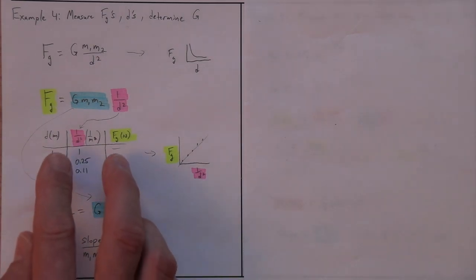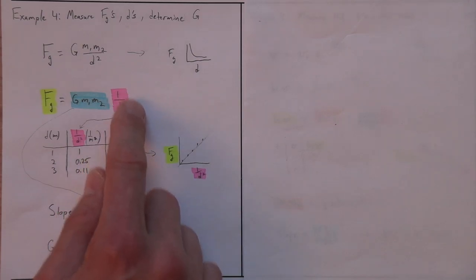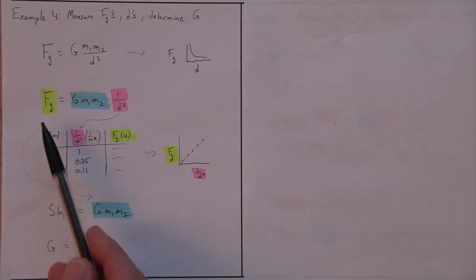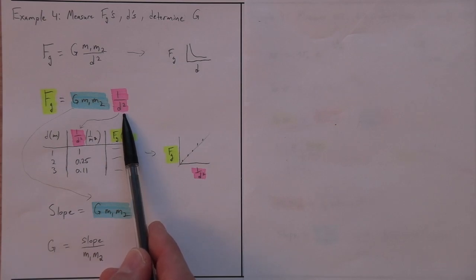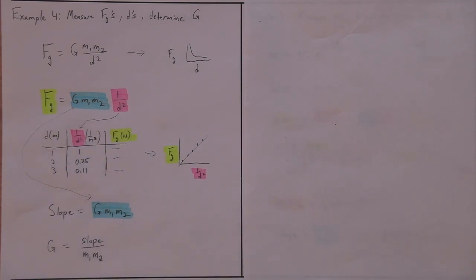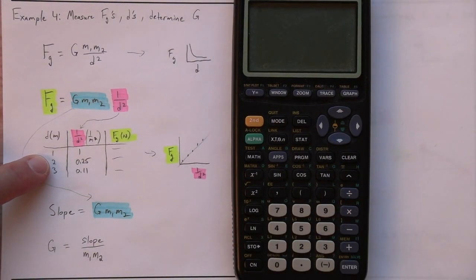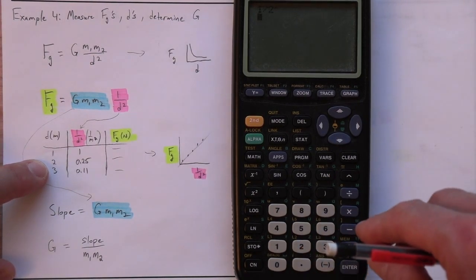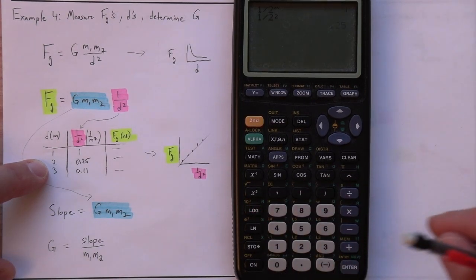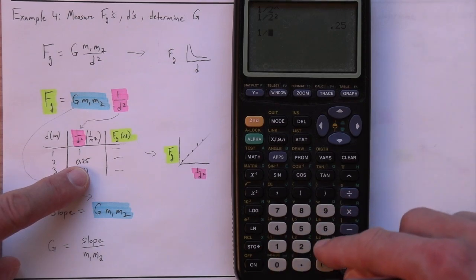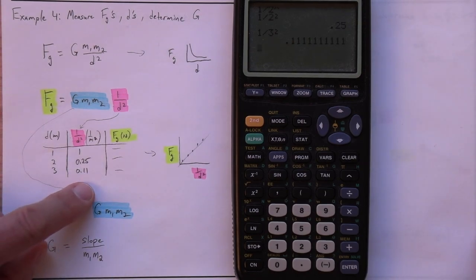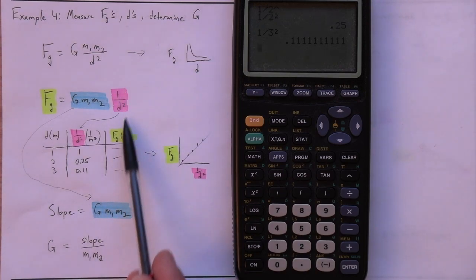What we could do is, we don't really need to manipulate our formula too much. We just need to separate out the 1 over d squared, leaving G and the masses alone. If I put force on the y-axis and create a new x column with 1 over d squared, that will create a linear graph. For example, 1 over 1 squared is 1. 1 divided by 2 squared is 0.25. 1 divided by 3 squared is 0.11. 1 over 4 squared, and so on. I make a new column, 1 over d squared.